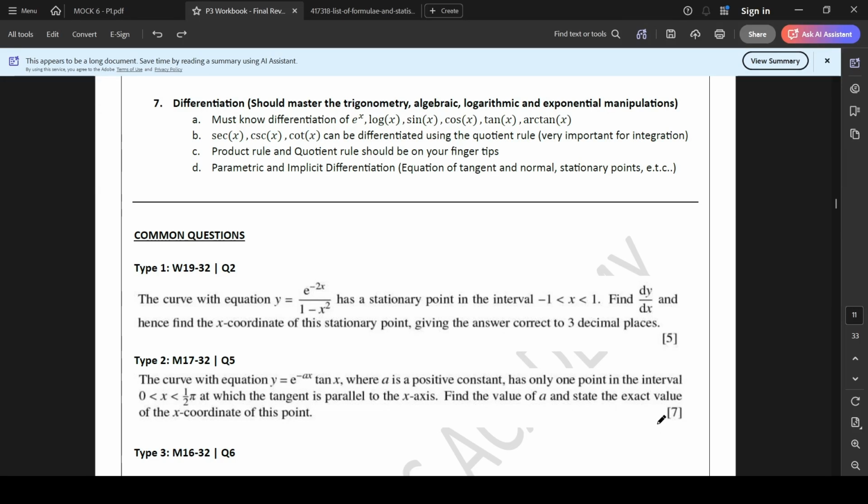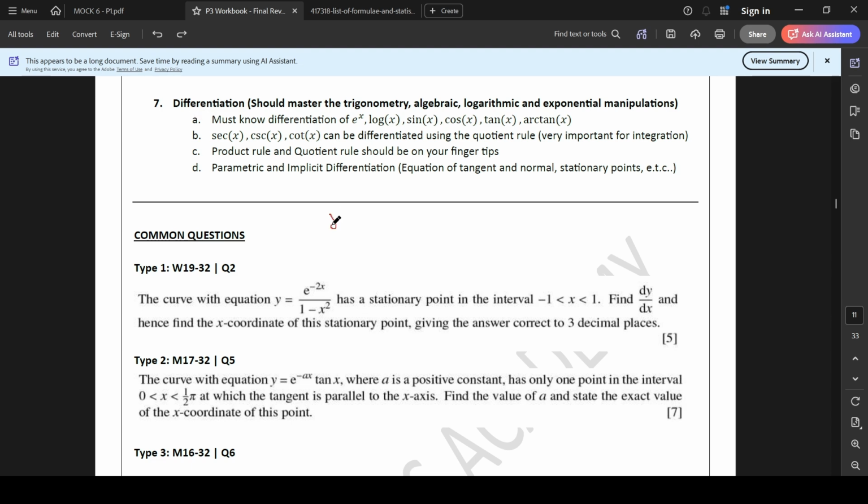Hi everyone. In this video, let me talk about the key pointers that you must have on your fingertips in order to solve any kind of P3 differentiation question very comfortably. First things first, differentiation itself is a very small topic in P3. As such, differentiation is not hard if you ask me. What students feel is hard is the process after the differentiation.